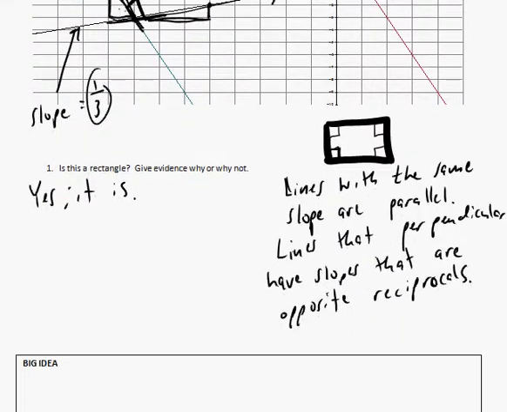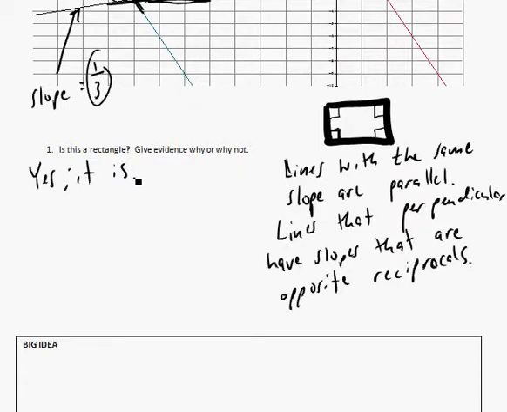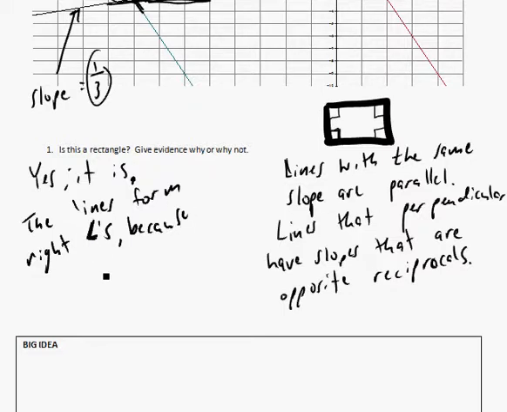But back to our evidence. Is this a rectangle? Yes, it is. The lines form right angles. By the way, this symbol here is the symbol for angle. The lines form right angles because they have opposite reciprocal slopes.